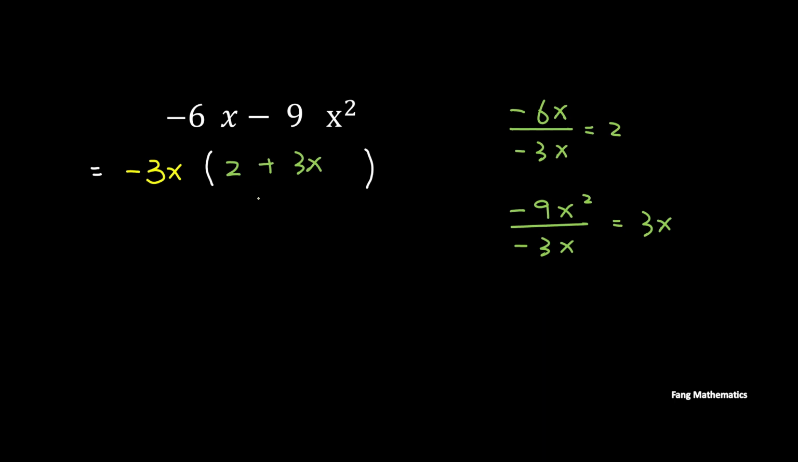If you look at the operation here, we have now turned this big expression into two factors, minus 3x multiplied by 2 plus 3x.